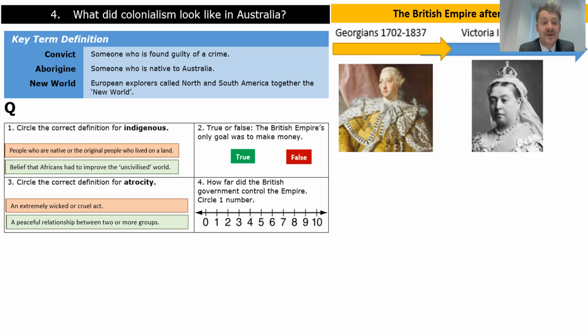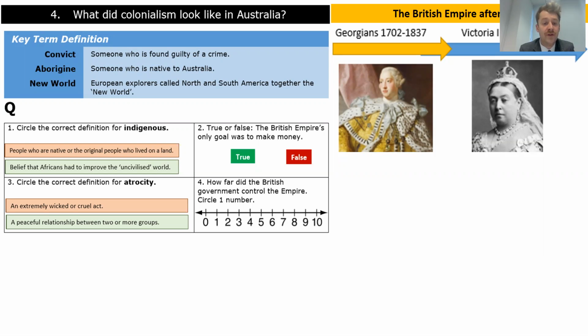So what I need you to do is to turn to lesson number 4 in your booklet, which is: what did colonialism look like in Australia? So lesson number 4, what did colonialism look like in Australia, okay? If you just pause the video now and get yourself up to that lesson, I'll explain what we're going to be doing next.